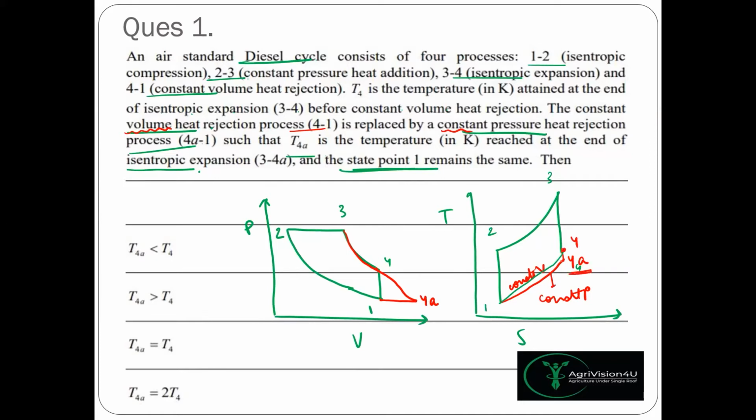We know the temperature scale is our y-axis, and T4A is lesser as compared to T4. So option A would be the right answer. That means T4A is lesser than T4. So this is the right answer.